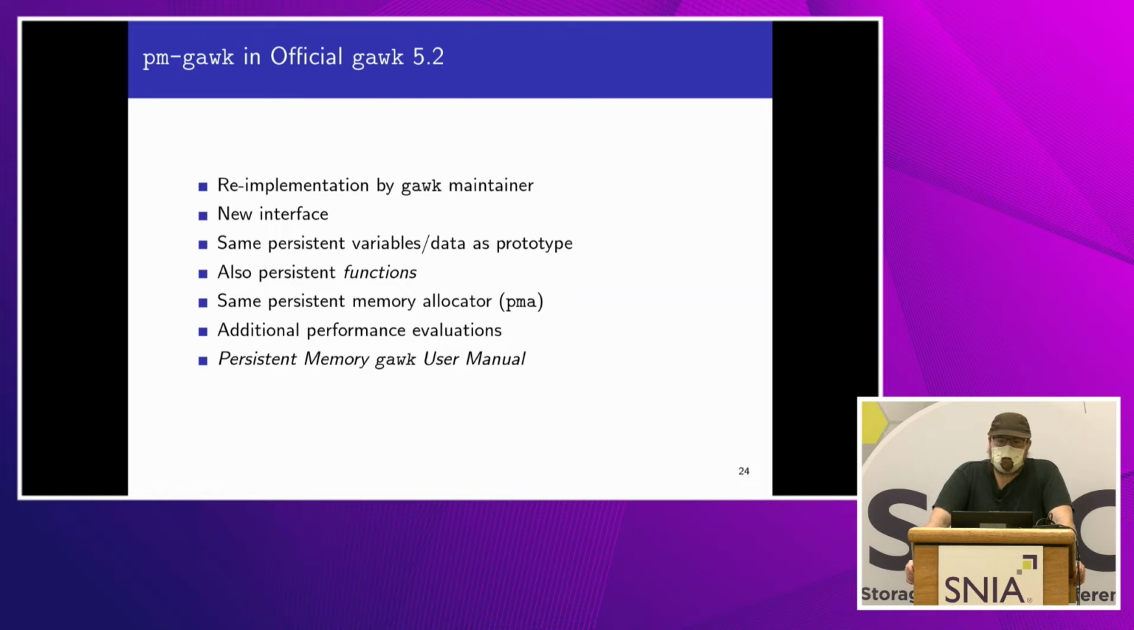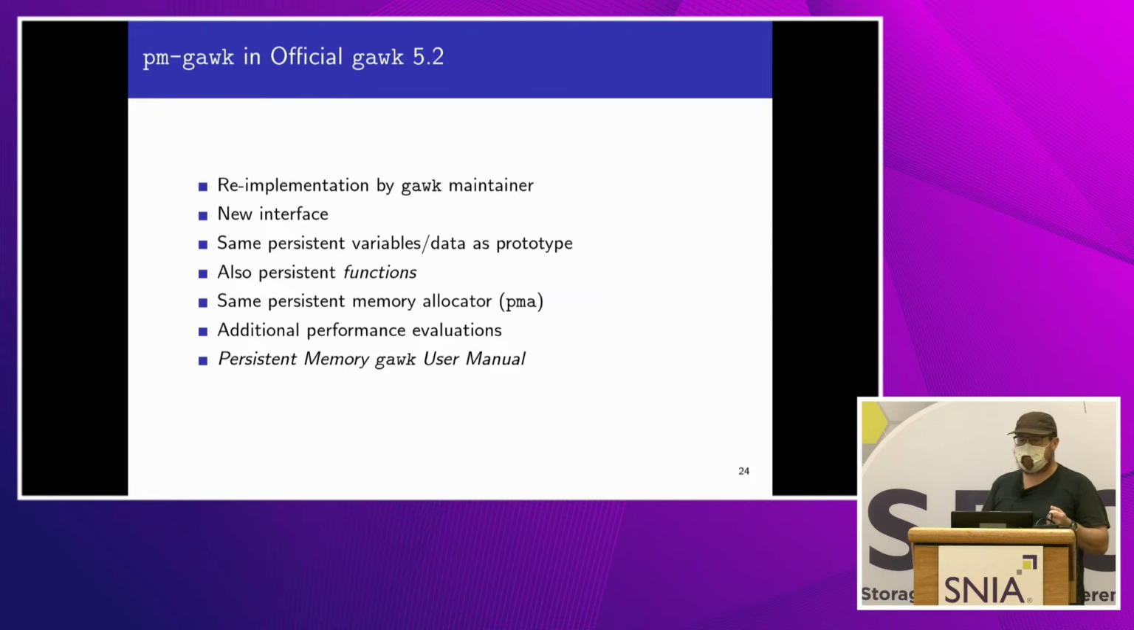The persistent memory gawk prototype that my co-authors implemented in a fork of gawk 5.1 was compelling enough to convince the maintainer of GNU awk, Arnold Robbins, to re-implement persistent memory gawk in the official gawk. The new persistence feature first appears in gawk 5.2, released earlier this month. Compared to the prototype, official PM gawk has a slightly different interface, which we'll see in a moment.